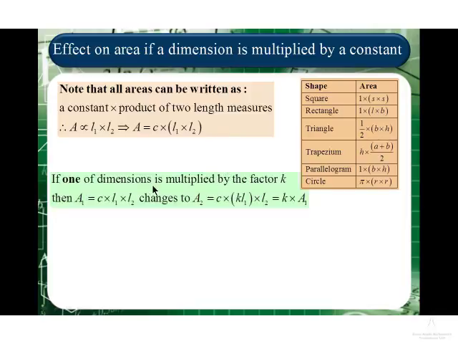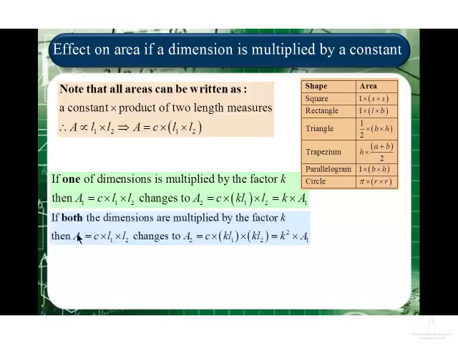If one of the dimensions or length measures is multiplied by a factor k, say, then the resultant area A2 will then change by the same factor. In other words, if you have an area A1 and you multiply one of the length measures, either L1 or L2, with a constant k, the resultant area will also change by the same factor. So the second area or the resultant area will be k times the original area.